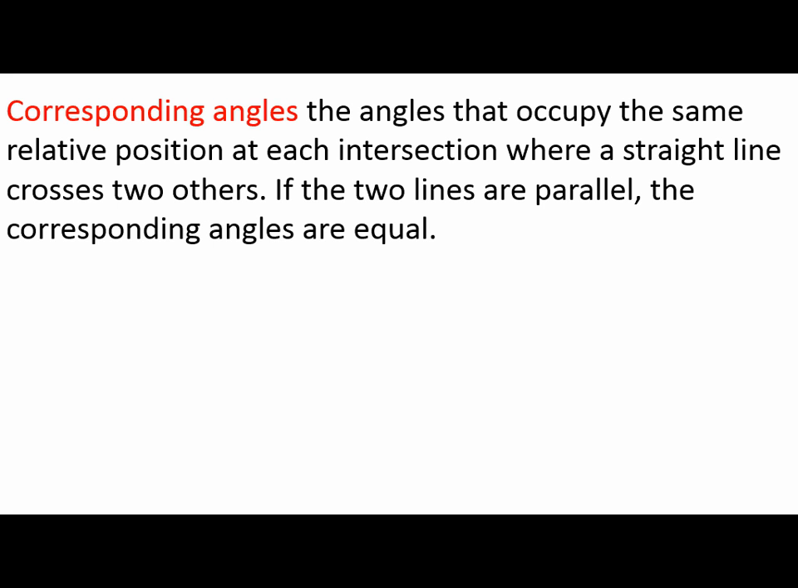Alright, so corresponding angles are the angles that occupy the same relative position at each intersection where a straight line crosses 2 of them. If the 2 lines are parallel, the corresponding angles are equal.